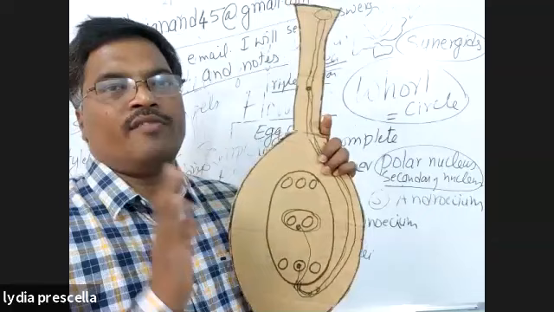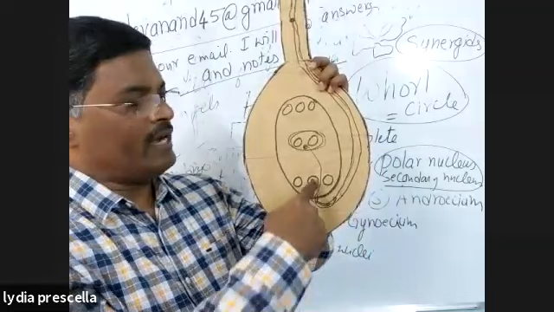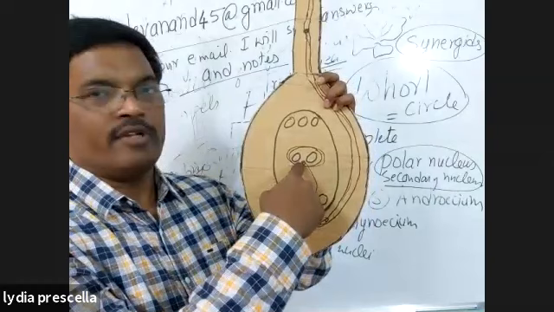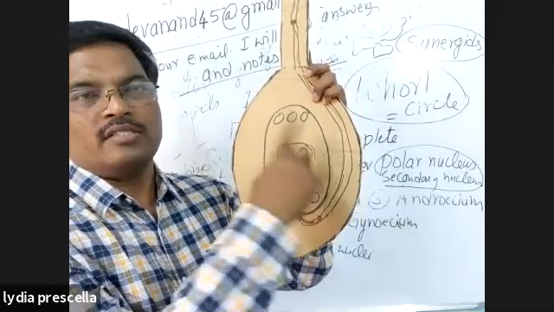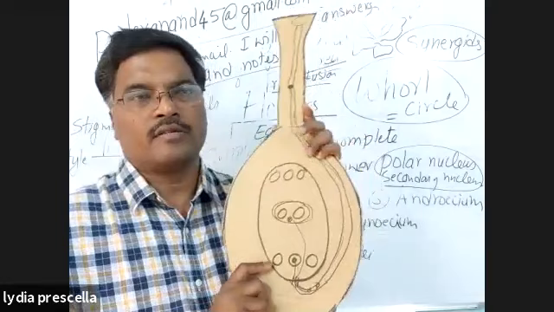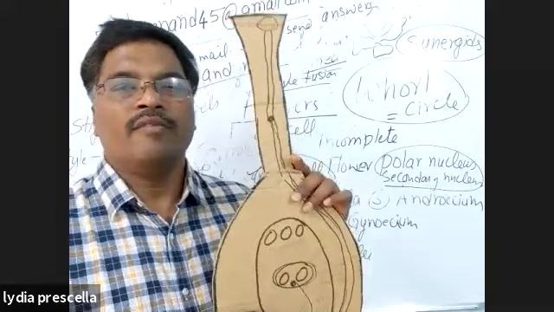So how many fertilizations are taking place? Here is one fertilization, sperm and egg. First fertilization. Second fertilization is between sperm and polar nucleus, the secondary nucleus. This is the second fertilization. So, because there are two fertilizations, you call it double fertilization. And double fertilization takes place only in angiosperms.